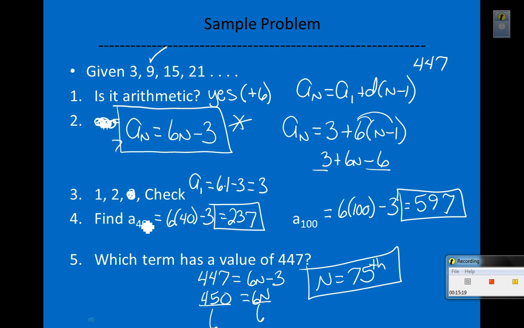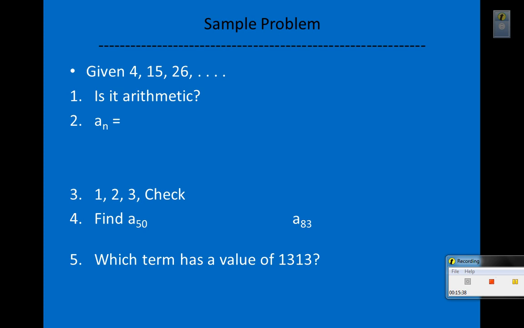Hey, if I got you a little lost on that one, hang with me. Here's your next one. Another easy one. First, you need to decide if it's arithmetic or not. Looks like I'm going to add 11, add 11. So yes, this is arithmetic. So then you're going to write down your formula, which says a sub n equals a sub 1 plus d times n minus 1.